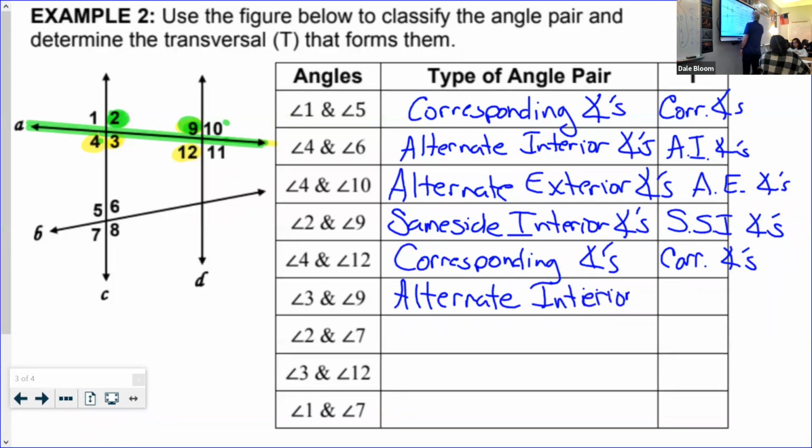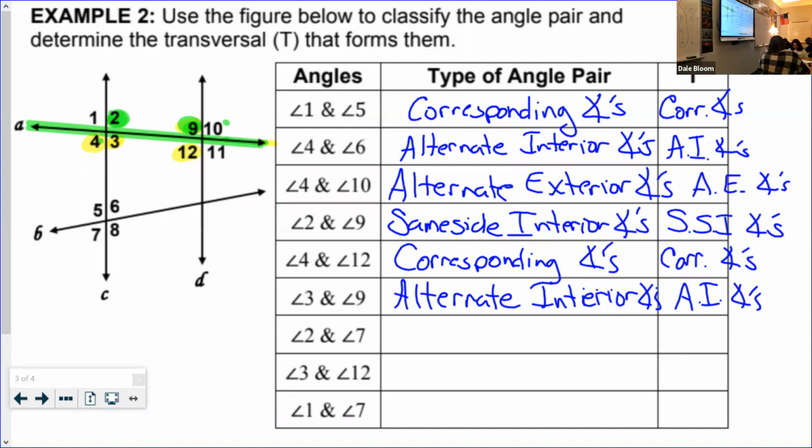Alternate interior angles. And that's just AI. AI is not artificial intelligence in geometry; it's alternate interior angles. Sorry to disappoint you guys. I'd be really excited if we had AI angles, it would be artificial intelligence. That'd be really cool.